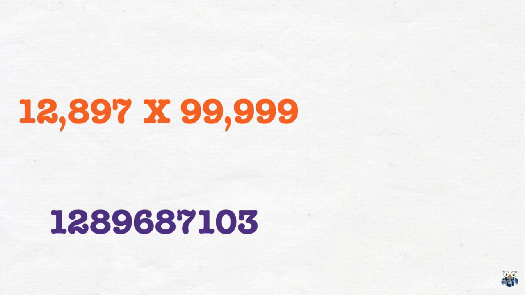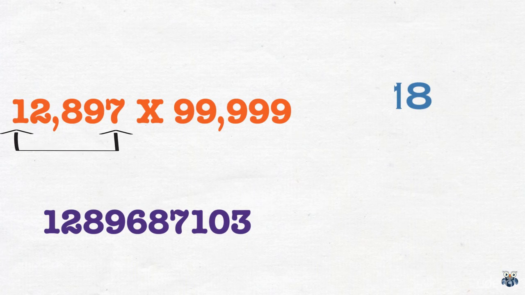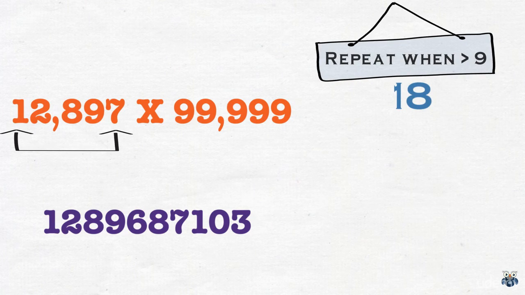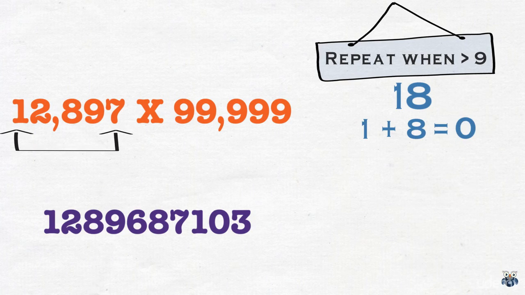Okay, let's take 12,897 first. Let's add the digits. 1 plus 2 is 3, 3 plus 8 is 11. Okay, here's a 9, so let's ignore it. 11 plus 7 is 18. Okay, now here's another thing to remember. When your result is more than 9, you got to add the digits again. So we have 1 plus 8, which is 9. And since we ignore 9s, we get 0 as the result.